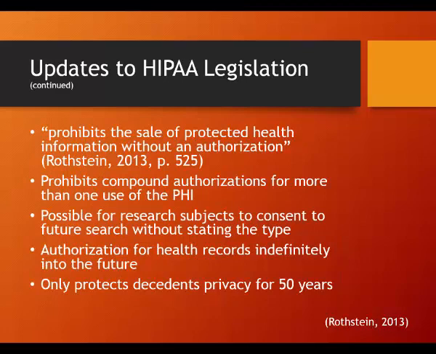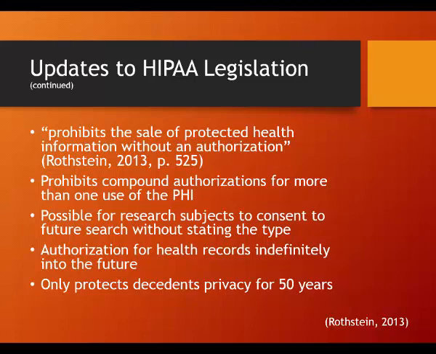Per Rothstein, there were some noteworthy impacts these HIPAA and HITECH changes had on research. First, it prohibits the sale of protected health information without an authorization, but spoke to one exception where the payment is a reasonable cost-based fee to cover the cost to prepare and transmit the protected health information. Next, it prohibits compound authorizations for more than one use of the protected health information with one exception. The exception allows compound authorization for the disclosure or use of protected health information in research treatment and storing specimens of the individual for research.